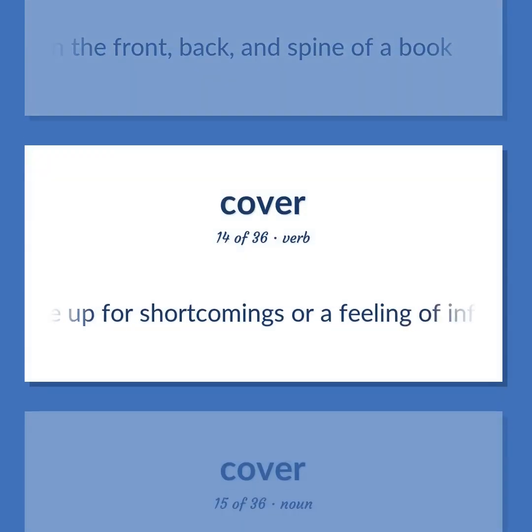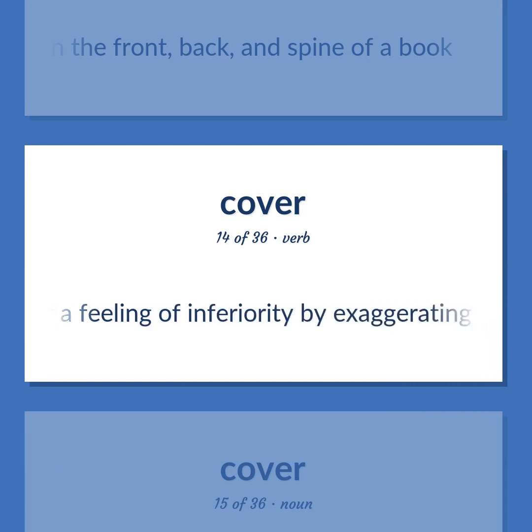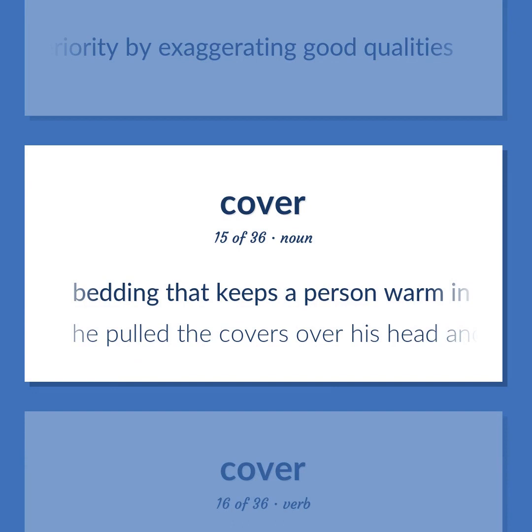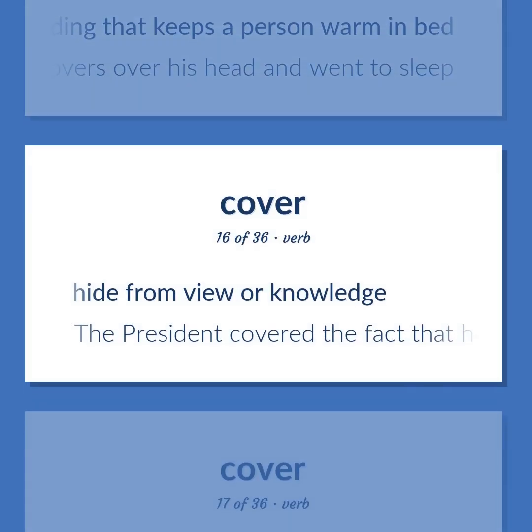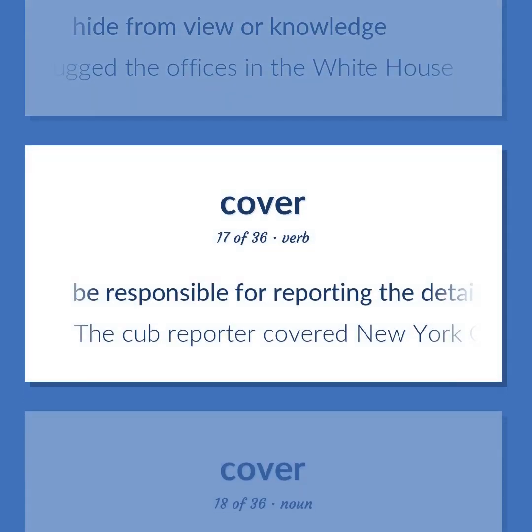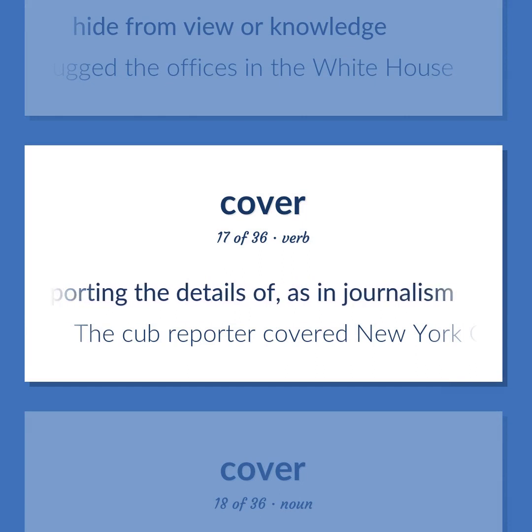Make up for shortcomings or a feeling of inferiority by exaggerating good qualities. Bedding that keeps a person warm in bed. He pulled the covers over his head and went to sleep. Hide from view or knowledge. The president covered the fact that he bugged the offices in the White House. Be responsible for reporting the details of, as in journalism. The cub reporter covered New York City.